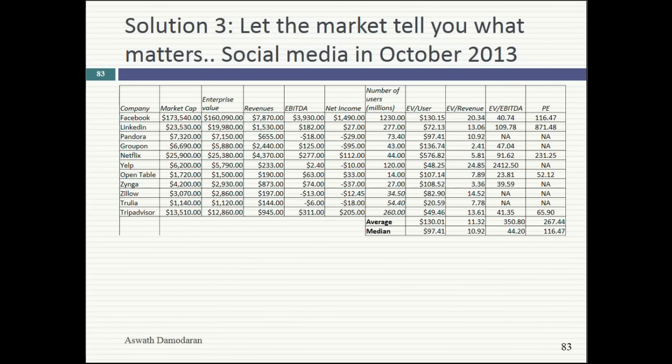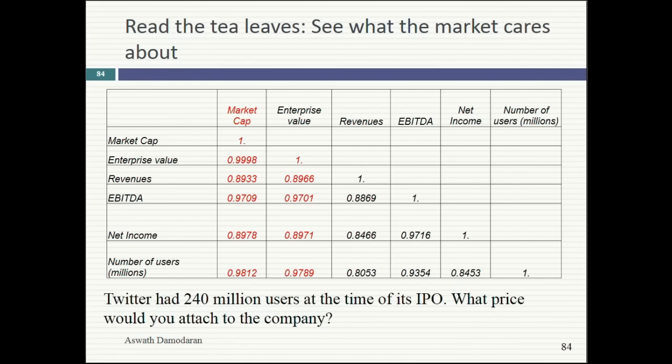Or you have to price the company. And what does this table tell you? That the market's willing to pay $100. You ready? Let's price Twitter. Twitter has about 240 million users. That's the time of the IPO. Market's paying $100 per user. So what's your pricing of Twitter? 240 times 100 is 24 billion.